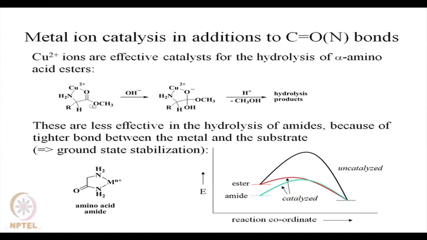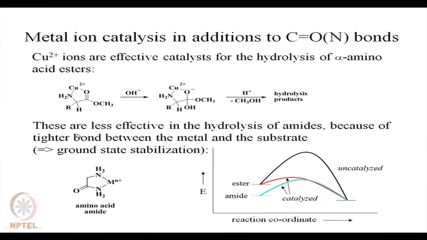Copper 2+ does this binding, I mean bond formation, then OH- attacks over here, because now this bond is polarized. So, it attacks over here, and then there is a 5-membered intermediate, then in the presence of H+, this one is taken out. So, the hydrolysis product is formed. Okay. CH3OH is released, and the hydrolysis product is formed.